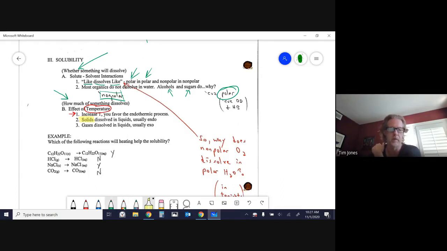Gases, however, when you want to dissolve a gas into a liquid, you need to calm the gas down. You need to slow it down. And so you don't want to give it too much energy.